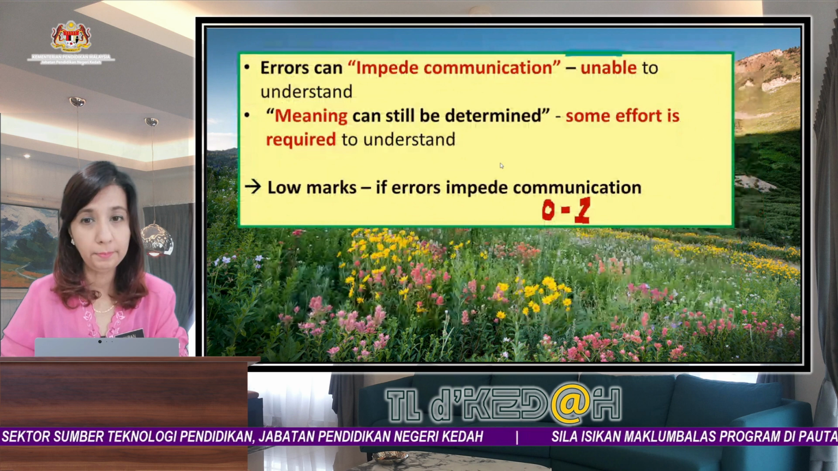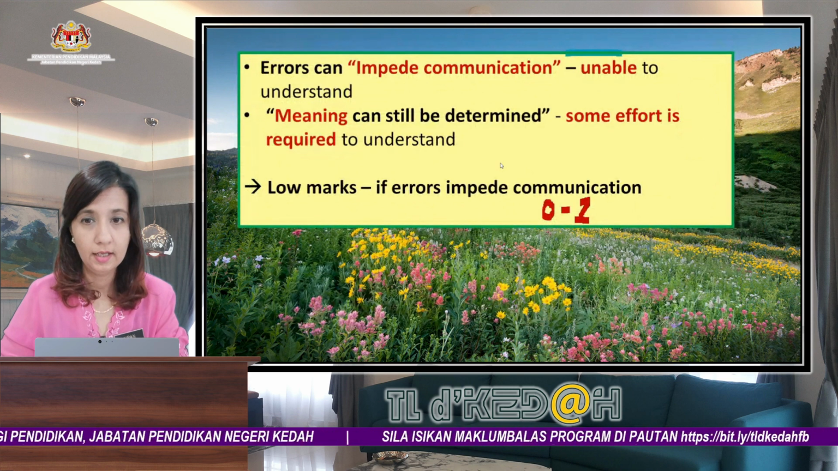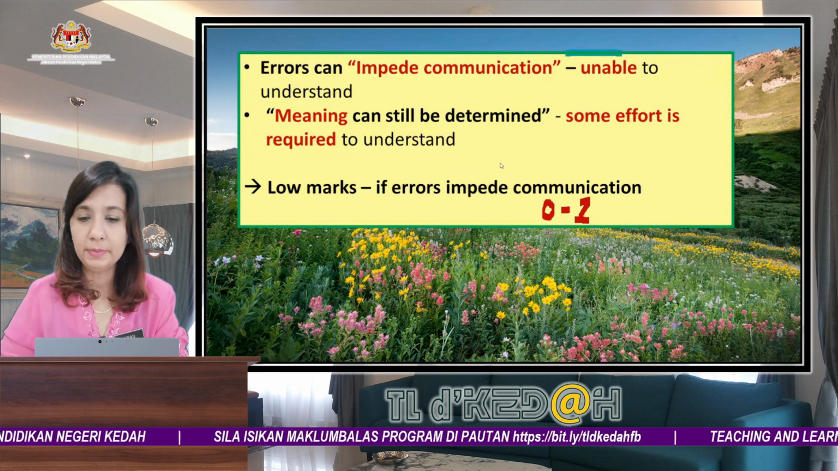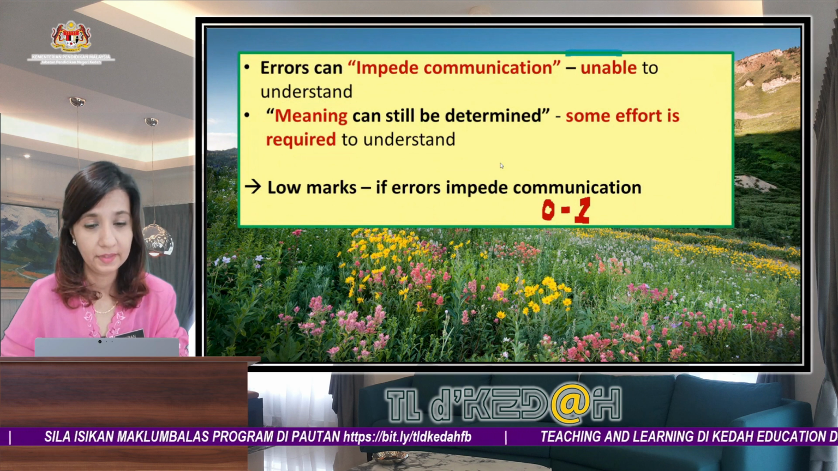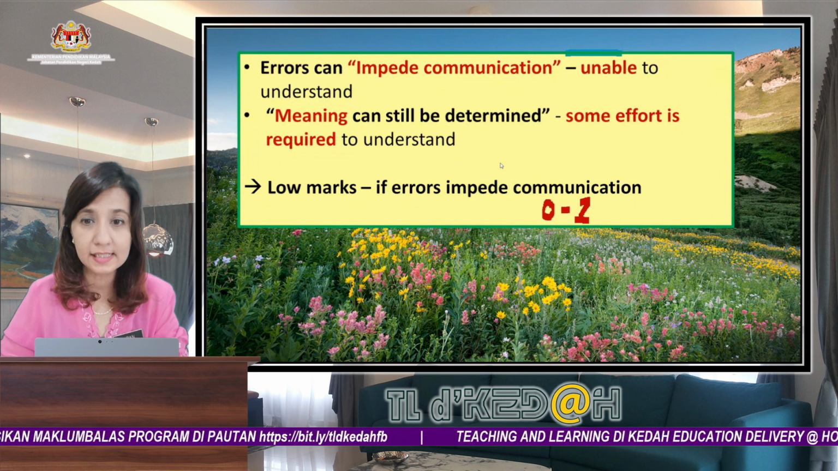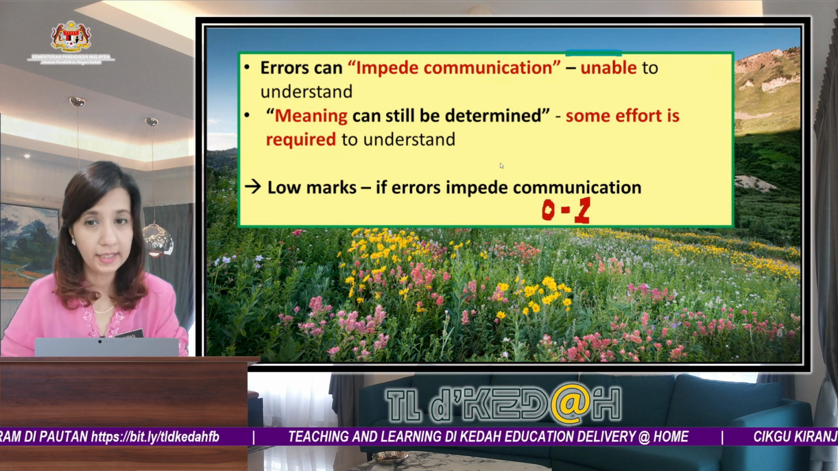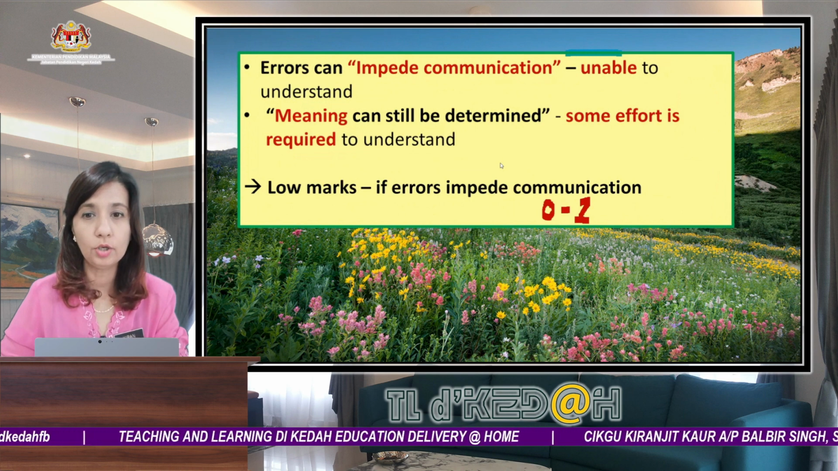Okay, errors can impede communication. So meaning here you cannot understand what the student or what the candidate has written. Meaning can still be determined here means after reading a few times you can understand. Okay, impede communication means disturbs the communication. That means you read but you cannot understand. Then you get very low marks. Okay, low marks if errors impede communication.